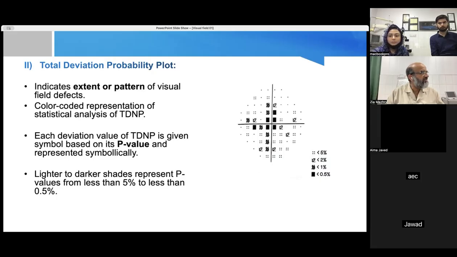What is a p-value? Sir, this is the probability value. Sir, less than 5% indicates that it is present in less than 5% of the population, and it is less significant, and less than 0.5% means it is present in less than 0.5% of the normal population, which is more significant. Excellent answer.